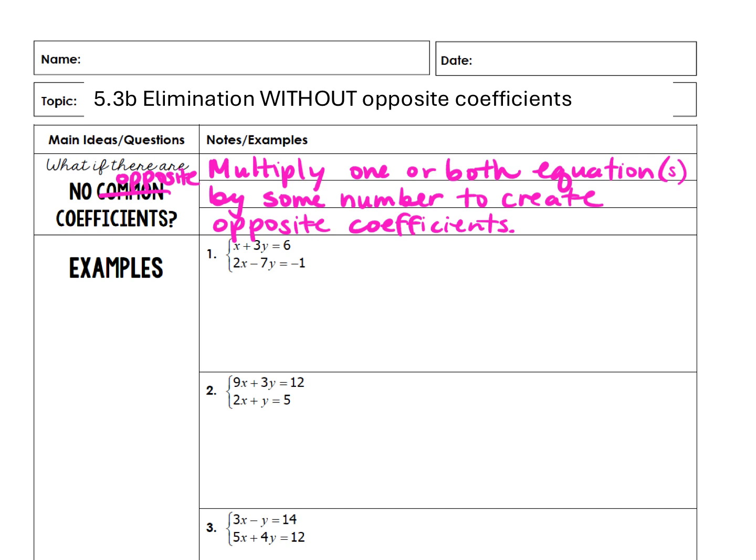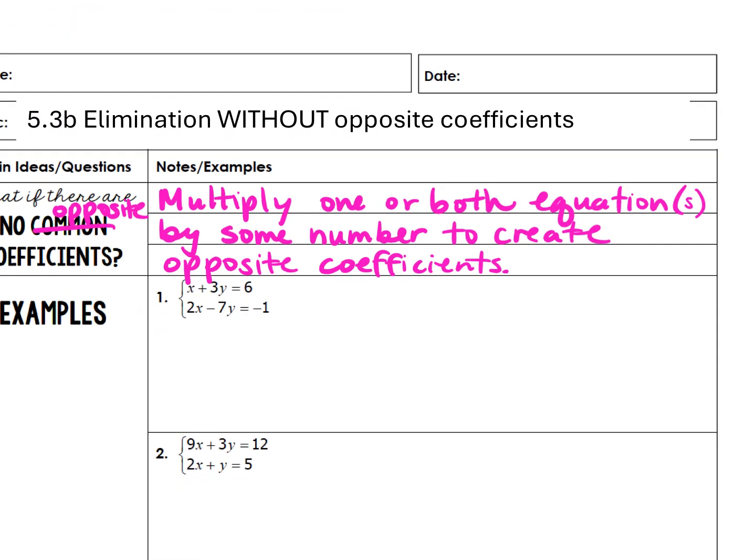Okay, so multiply one or both equations by some number, and that number is kind of the number of your choosing, but there will be some easiest versions of it, okay? So that we can create opposites. We want the numbers in front to be opposites of each other. Not for every variable, but just for one variable. So either your x coefficients will be 2 and -2, or your y coefficients will be 5 and -5, okay? We want opposite coefficients somewhere, not everywhere, okay? Okay, so take a look at this first example with me.